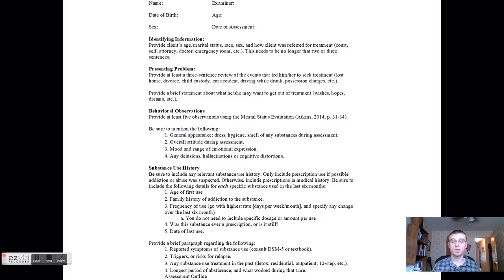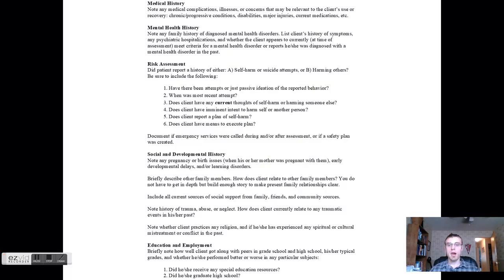Then tell us about the triggers or any risks of relapse based on the history they give us. What are we expecting from this person's use, and what are they really asking for help for when it comes to their use? Any substance use treatment as well. Have they been to detox or residential or outpatient of any form? Have they been to 12-step meetings? What have they done before? What's worked? What hasn't worked? Give us the longest period of abstinence as well. Like I said before, what worked to keep them abstinent during that time?